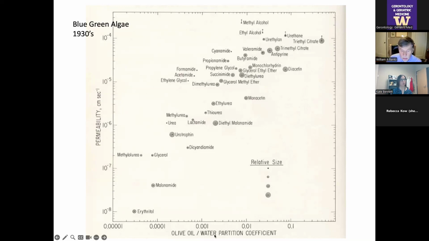Here we have a measure of olive oil over water partition. And all of you cooks know that olive oil is oily and water is watery or aqueous. And so the partition coefficient, you shake the drug up with this compound. The two phases separate and you measure what's in each phase. And therefore you can give a scale of how lipid soluble or how water soluble something is. So for example, 0.001 means that 1 out of 1,000 molecules enters the olive phase and that kind of thing.